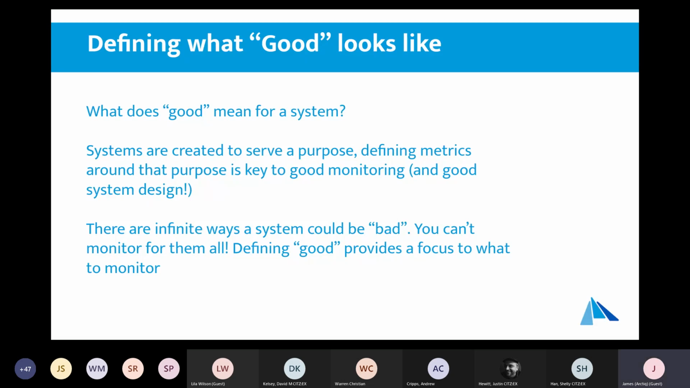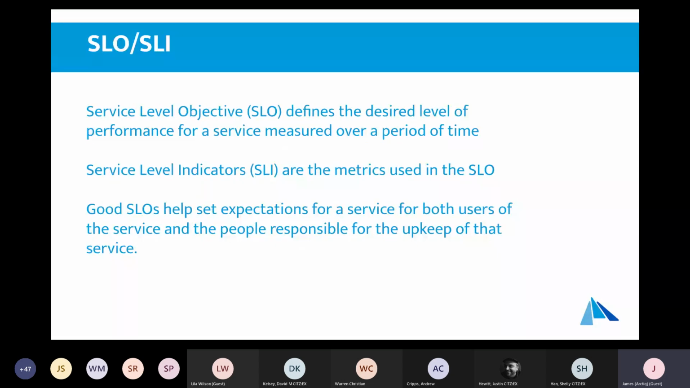This is where service level objectives and service level indicators come into play. They're a framework for defining what good looks like, and they set expectations for the service between all the stakeholders: the users, the developers, the architects, the operators. Having these helps set those expectations for both the users and the people responsible for the upkeep of that service. This is crucial to designing good monitoring. Without these, you don't really know what you're supposed to be monitoring for.